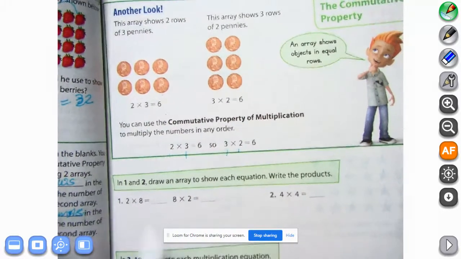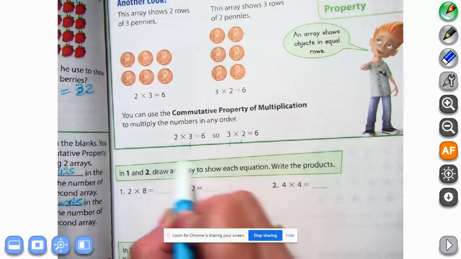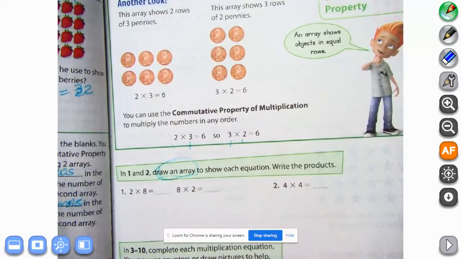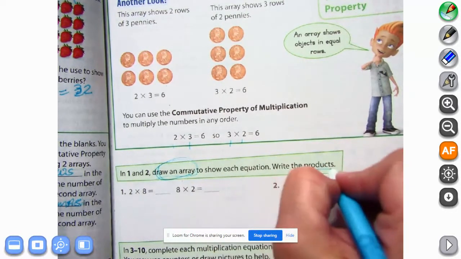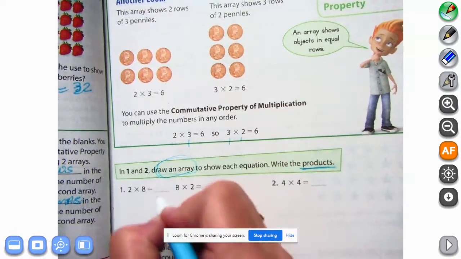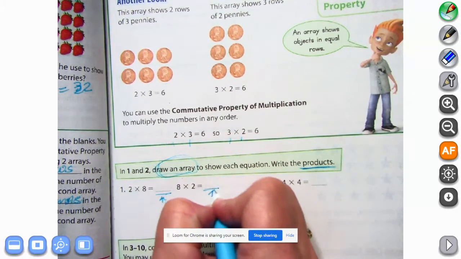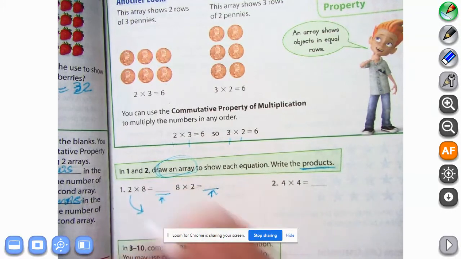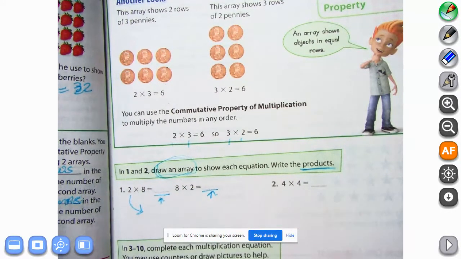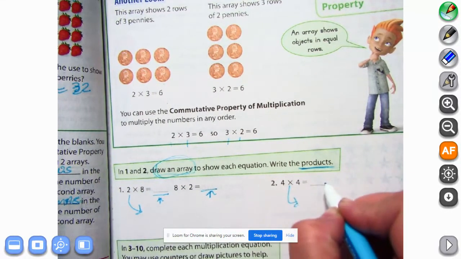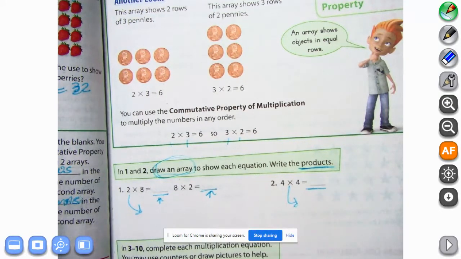So numbers 1 through 2, it says draw an array first of all, and then you're going to write the answer. Okay, so we need the answer right here. I'm going to draw an array down here, right below, and then we need the answer.